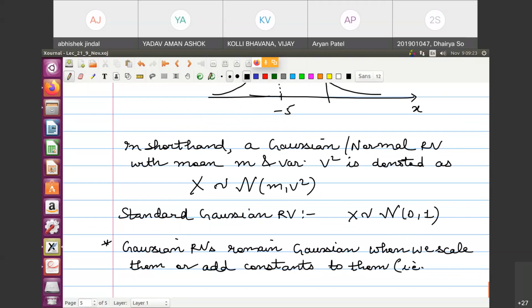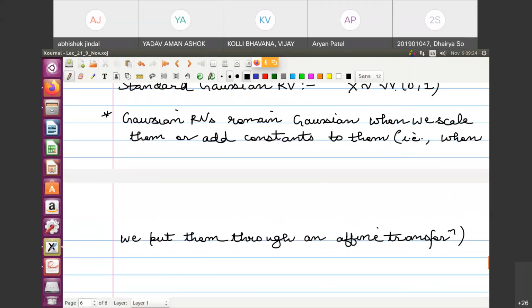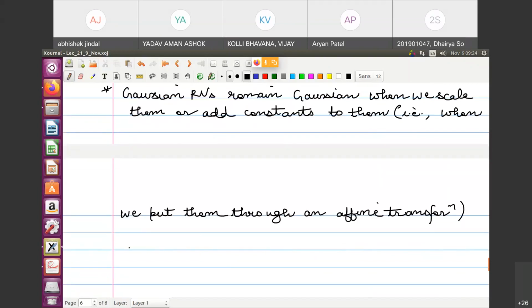In typical mathematical notation, this is called as, that is when we put them through an affine transformation. So whatever I have written, that is scaling and adding, that is nothing but affine transformation. So in short, whatever I am writing, I think these properties you will be using when you will be studying the receiver.